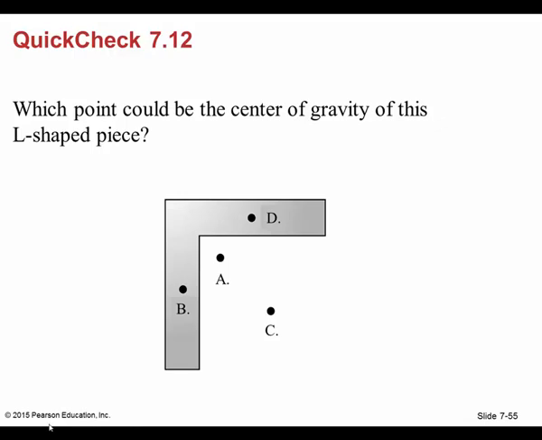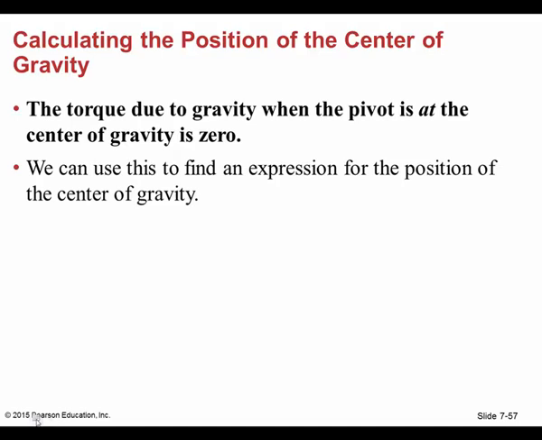All right, which would be the center of gravity? Now think about it. Well, of course, it'd have to be A, center of gravity. It's in the center of the two. The torque due to gravity when the pivot is at the center of gravity is 0. Well, I would think so, y'all. That's called balance, okay? That's saying that it's in equilibrium. All right, that makes sense, does it not?